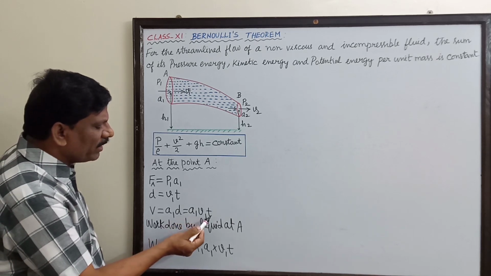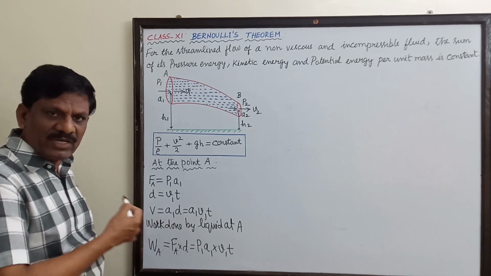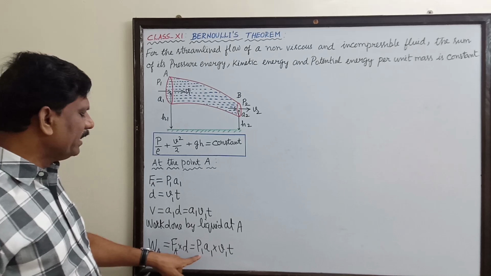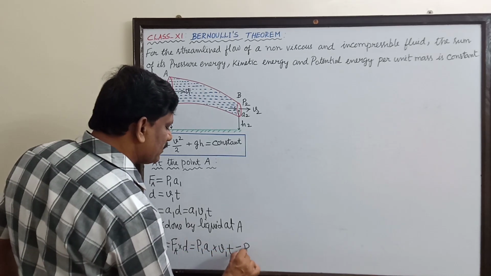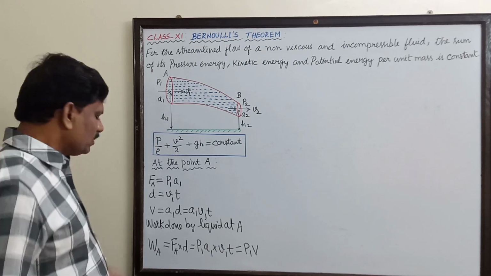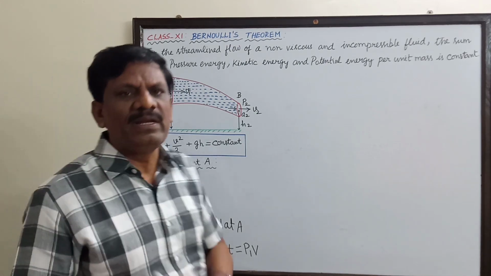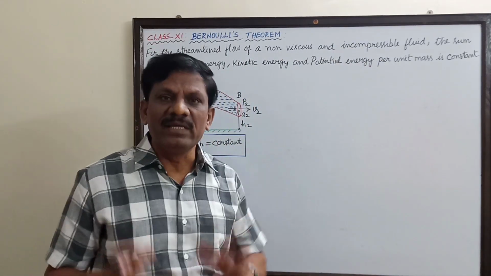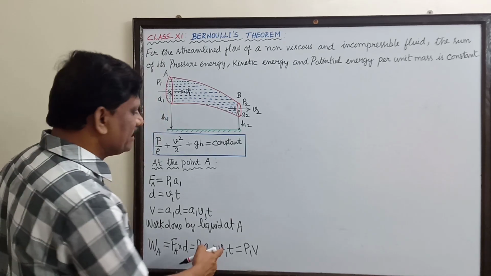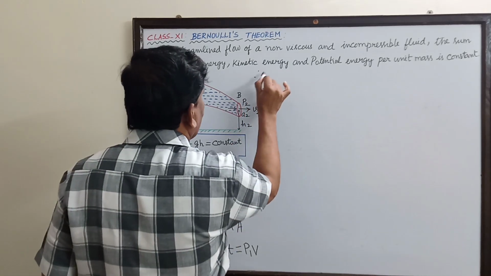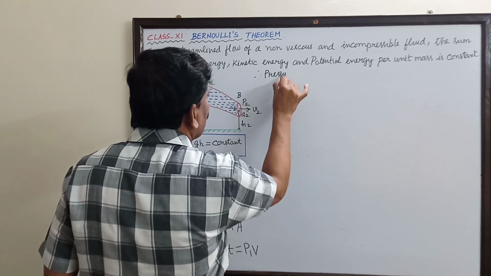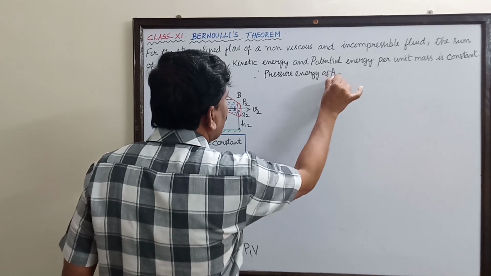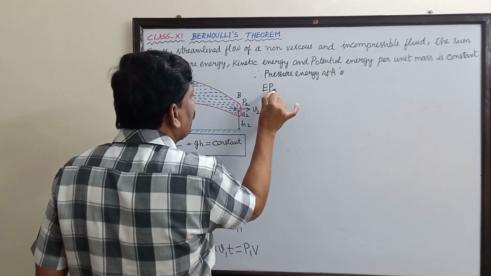Now A1 into V1 into t is also equal to V, the volume of the liquid entering inside the tube at A, is it not? Therefore, instead of A1 V1 t, I can substitute what? V. So this is P1 into V. So WA, the work done by the liquid at A, is equal to P1 into V. This work done by the liquid is equal to the pressure energy. Understand? Therefore, the pressure energy at A is given by EPA.